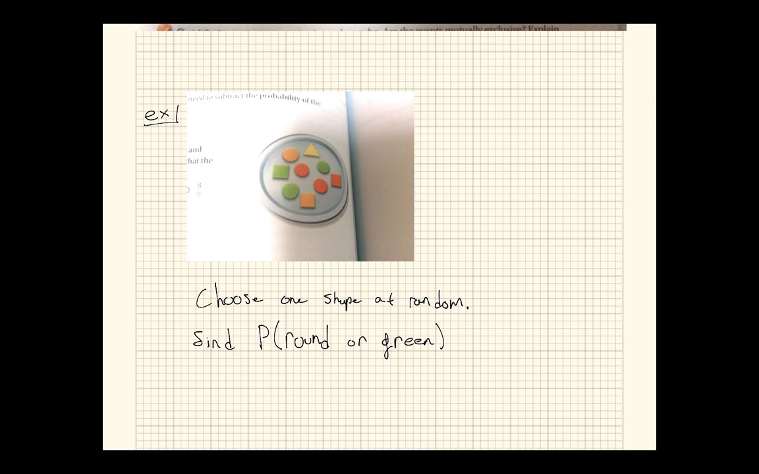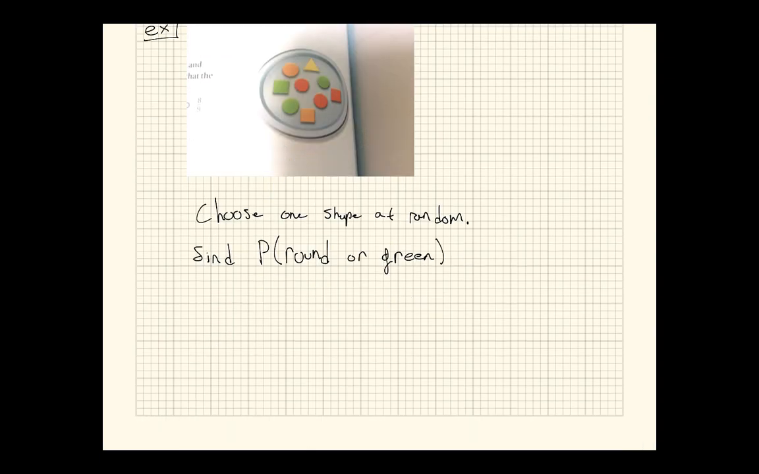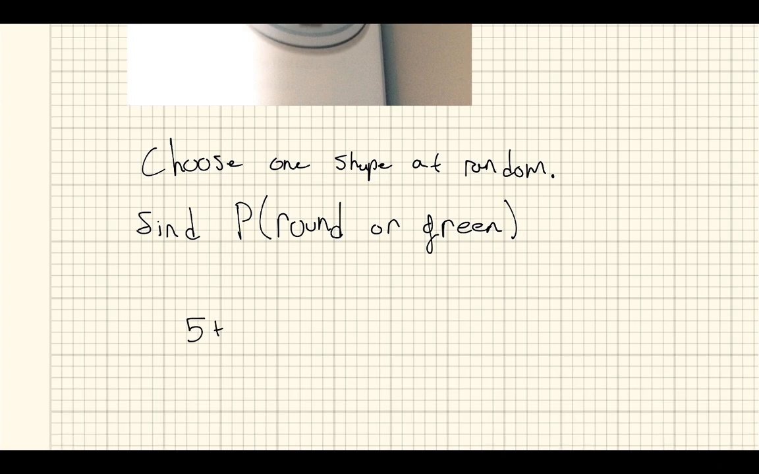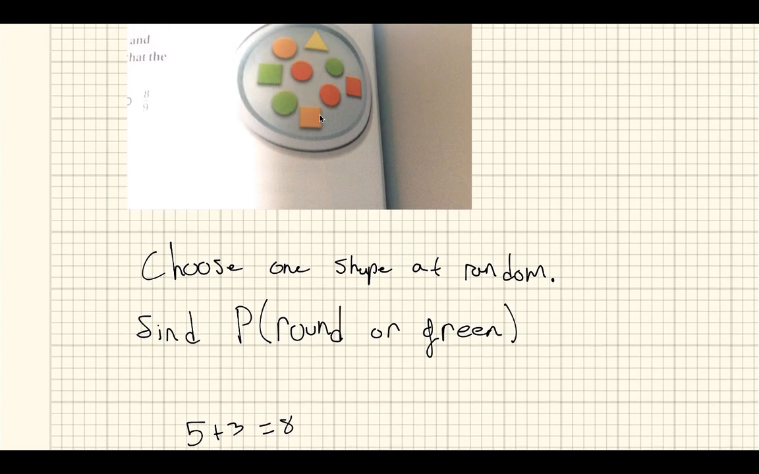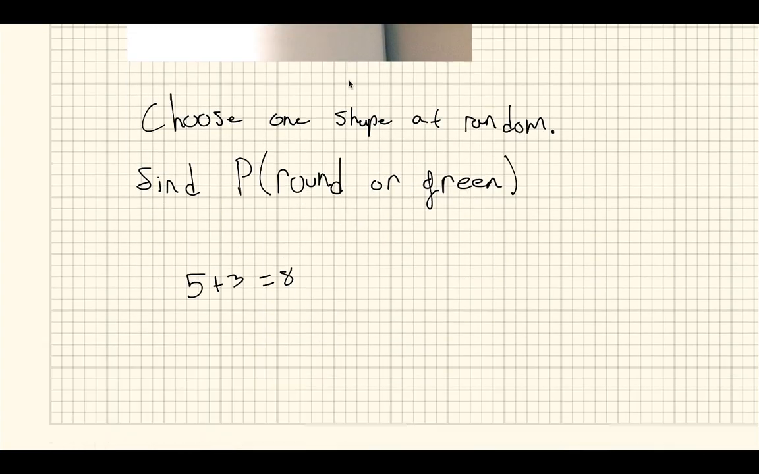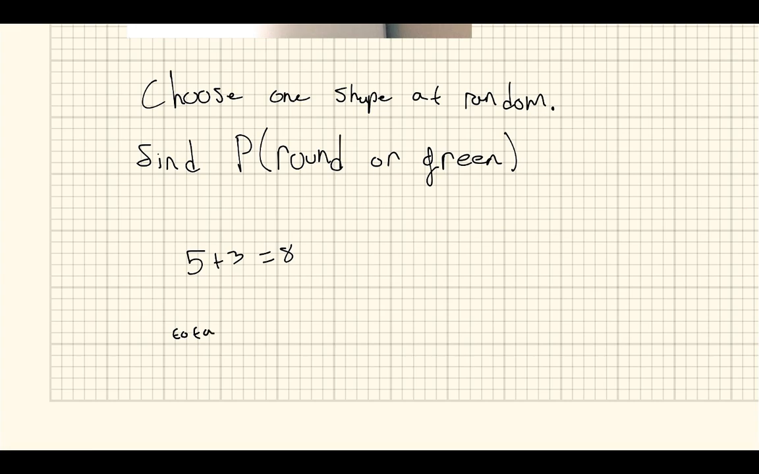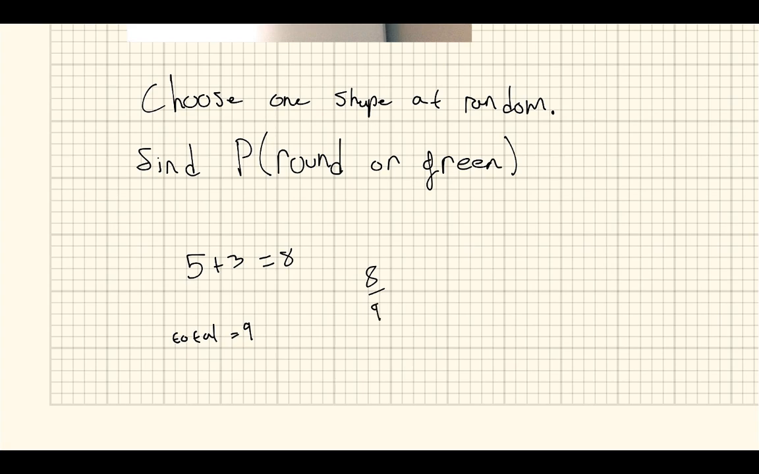So we could just add them. Looking at these, it's not too hard. You can just add: how many round ones do I have? I have 1, 2, 3, 4, 5. And how many green ones? I have 1, 2, 3. So a total of 5 plus 3 is 8. And then how many total shapes do I have? 1, 2, 3, 4, 5, 6, 7, 8, 9. So the total is 9. However, 8 out of 9 is not technically correct.